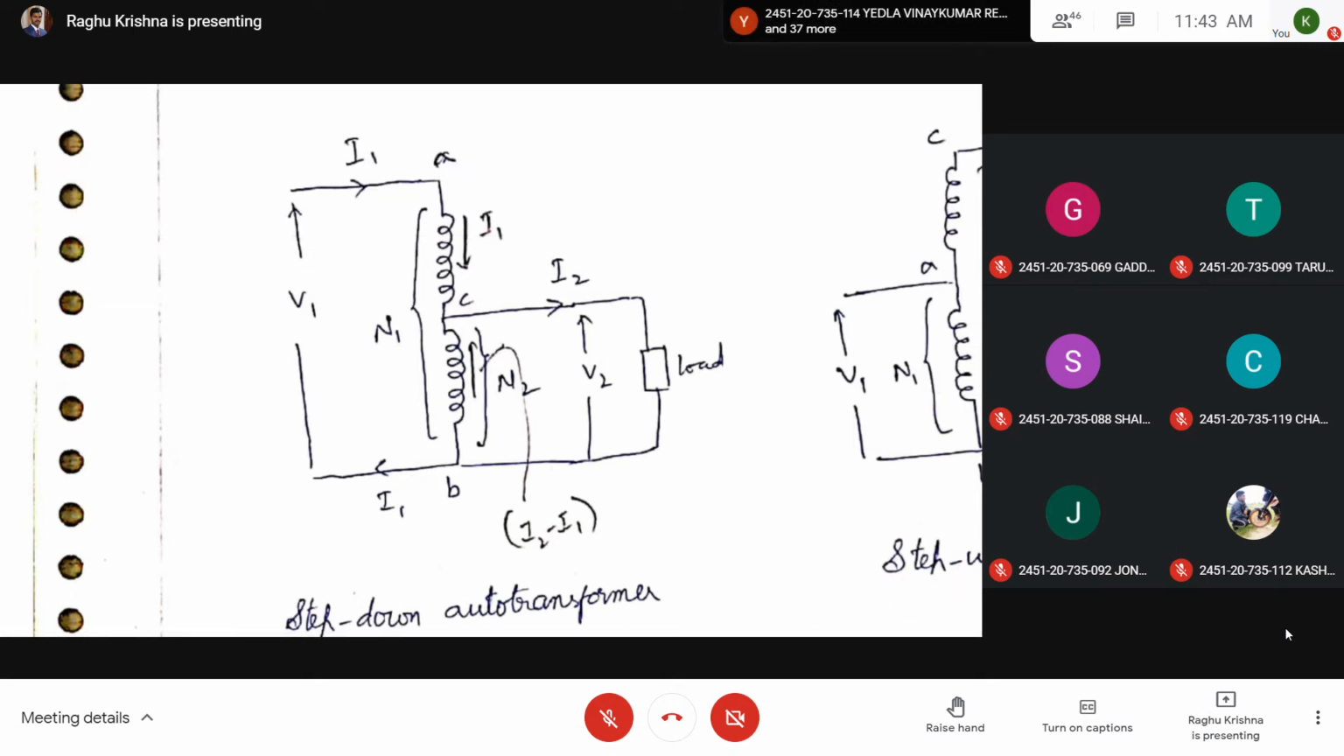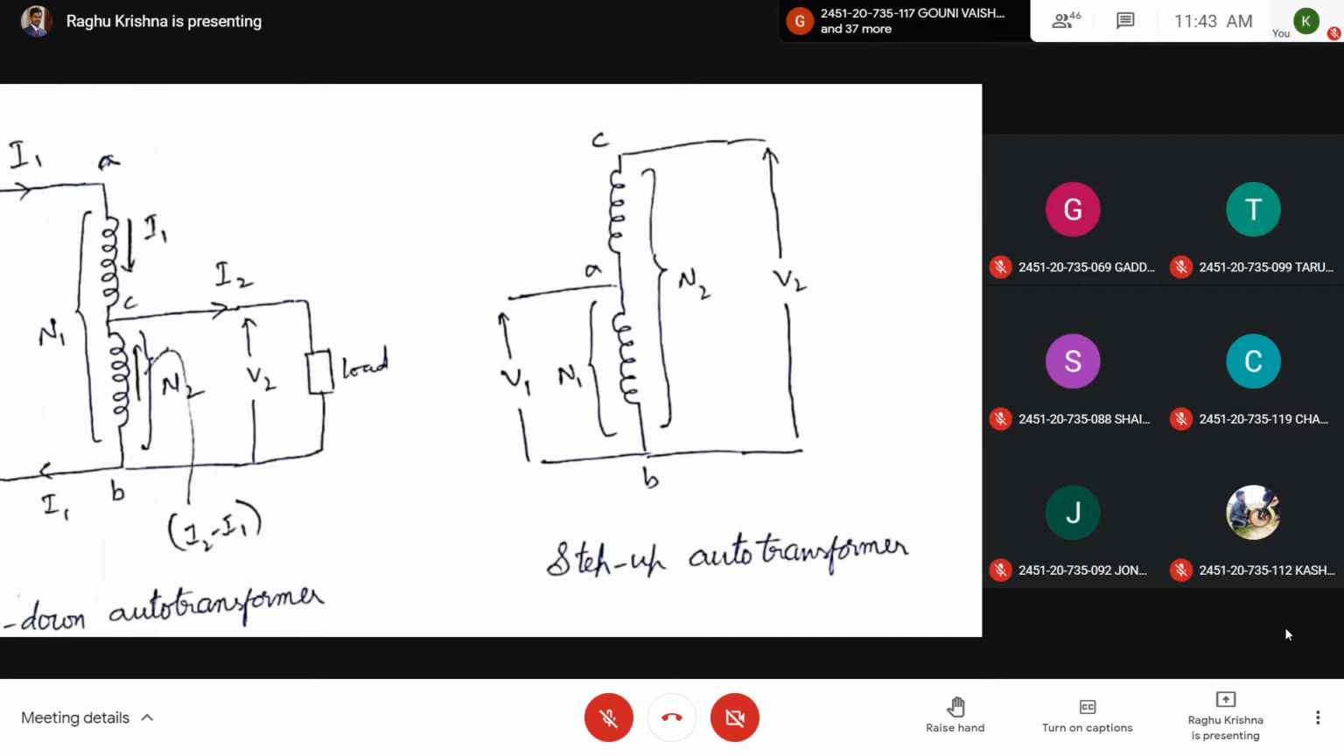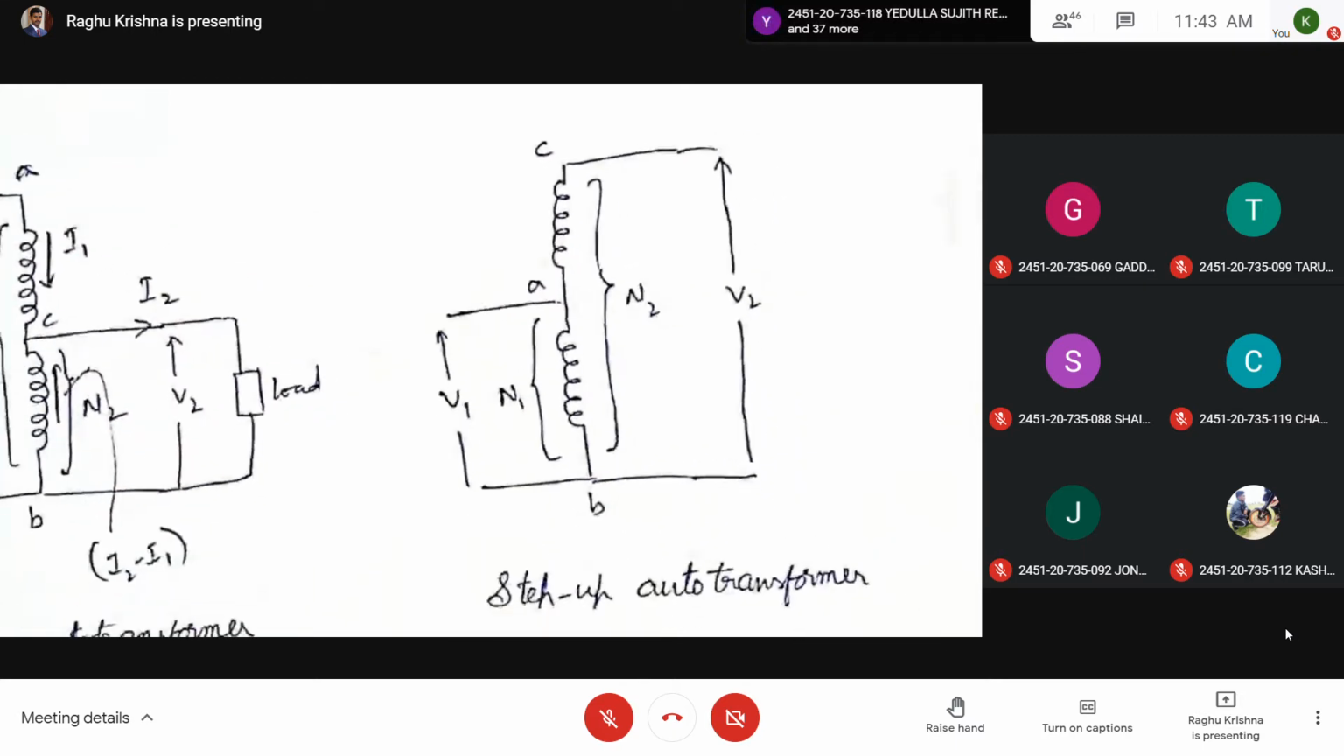Now this is a step down auto transformer, so V2 will be less than V1. You can also have a step up auto transformer. See here, on the right side you can see the step up auto transformer. V1 is the supply voltage. N1 is the number of turns in the primary, N2 is the number of turns in the secondary, and V2 is the secondary terminal voltage.